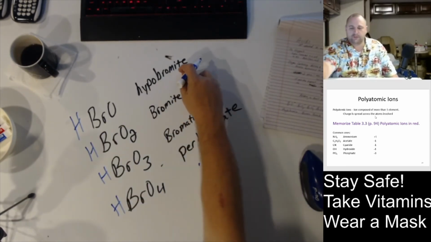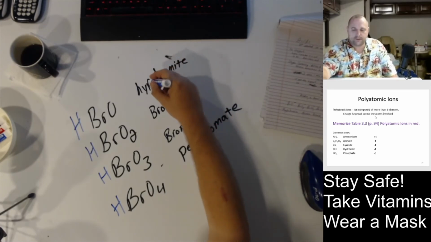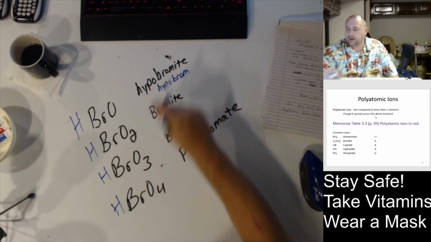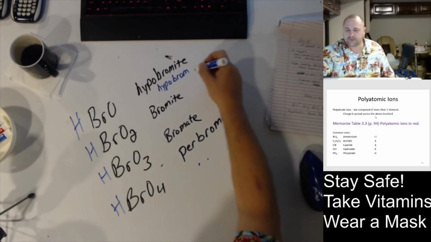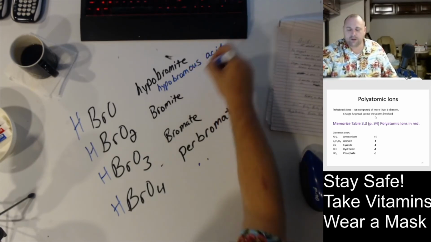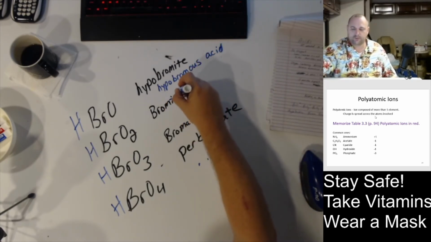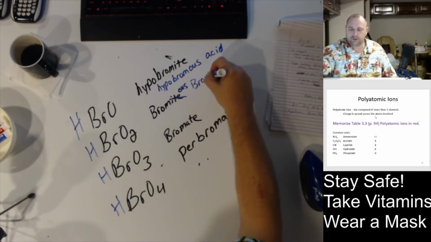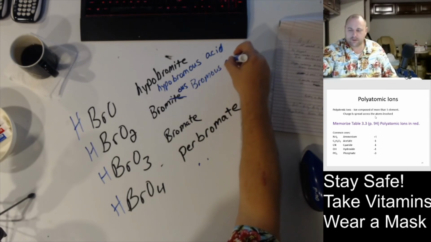So hypobromite becomes hypo, and ite has the less, so this is ous, and then acid. And bromite, we drop this and we add ous, and this is bromous acid.